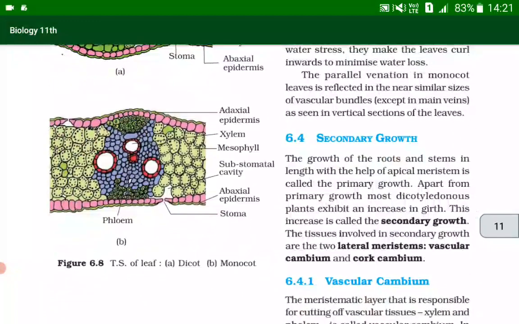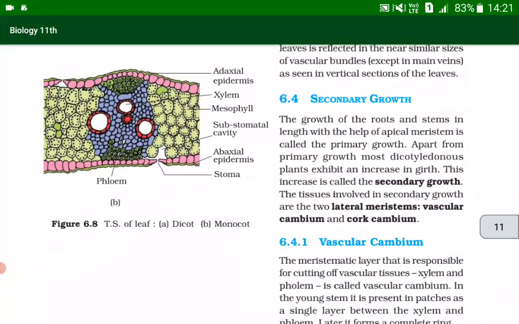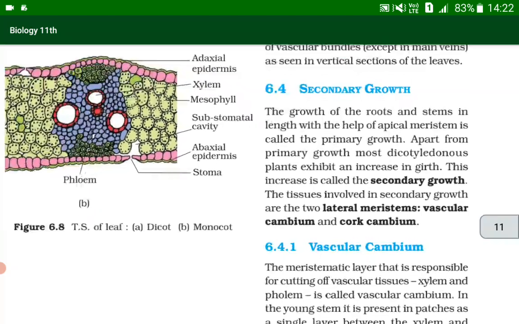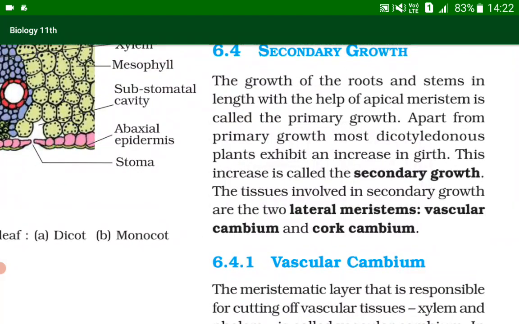6.4 Secondary growth. The growth of the roots and stems in length with the help of the apical meristem is called primary growth. Apart from the primary growth, most dicotyledonous plants exhibit an increase in girth. This increase is called the secondary growth. The tissues involved in secondary growth are the two lateral meristems: vascular cambium and cork cambium.